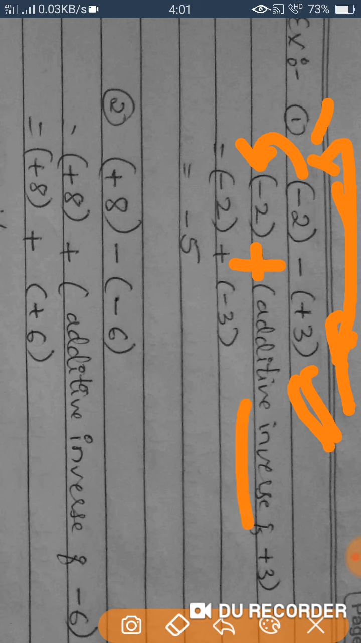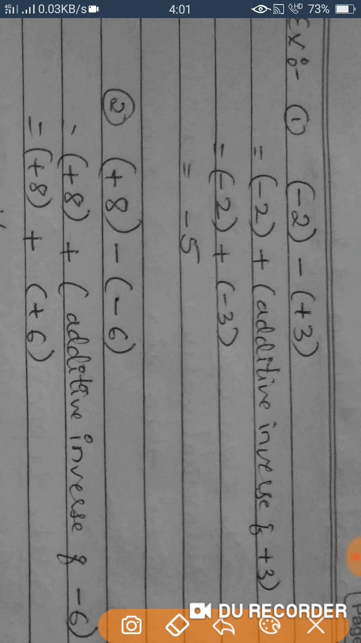I have mentioned it here very clearly. I have kept the addition sign. The additive inverse of plus 3 is minus 3. Then follow the addition rule. If both have the same sign, add the numerals and keep the common sign. Adding 2 plus 3 is 5. Both have minus, so it is minus 5. So, clear?